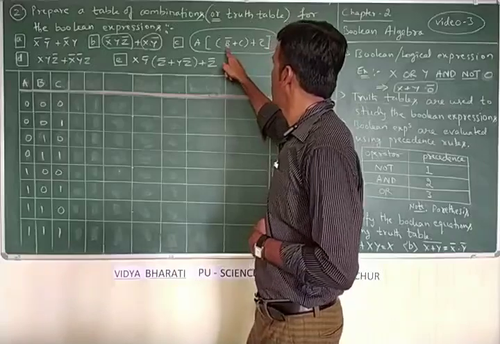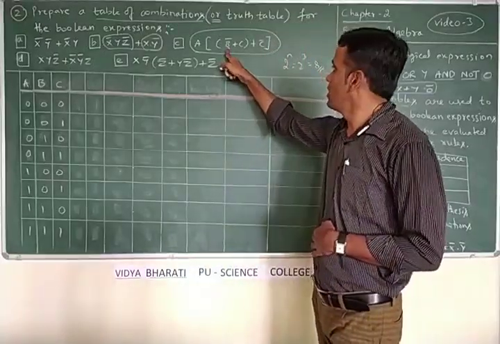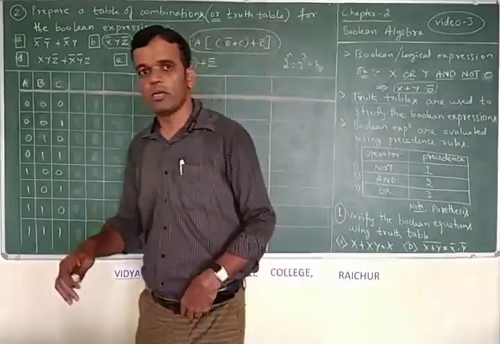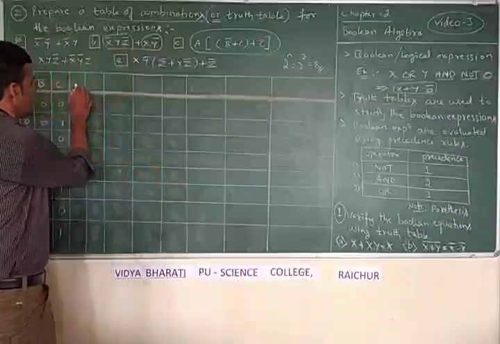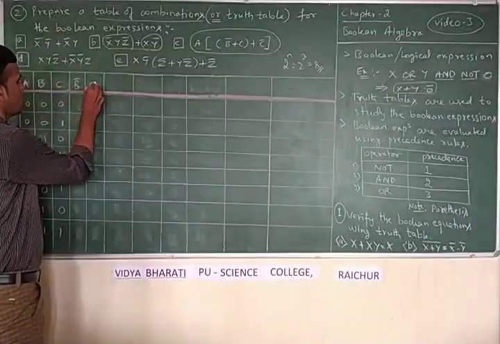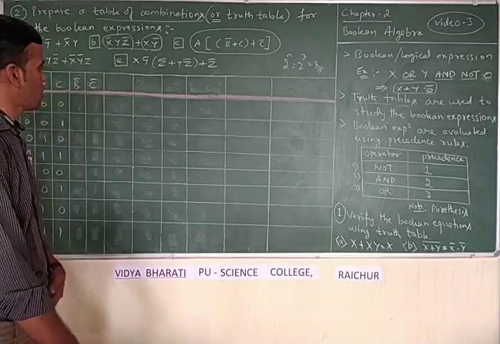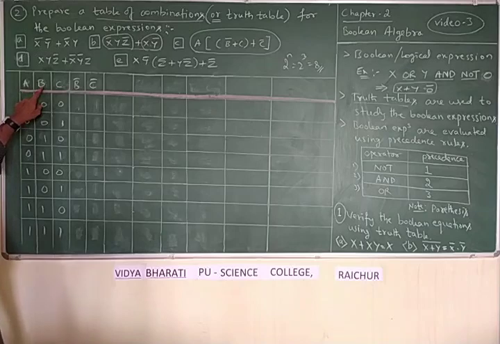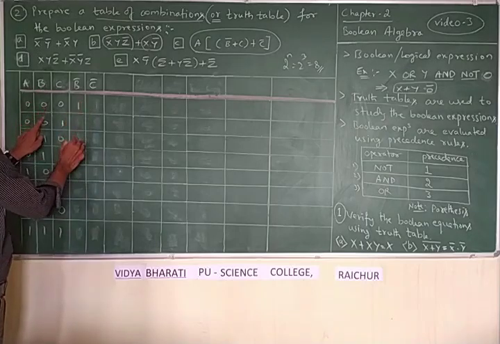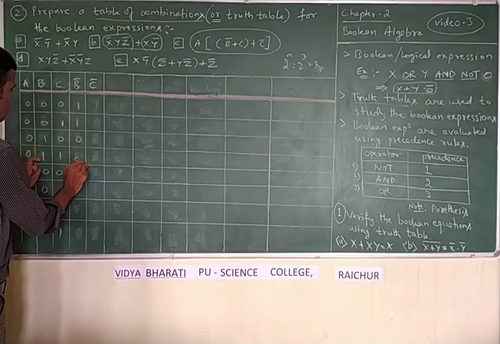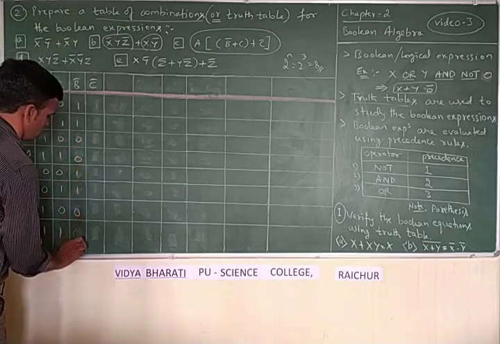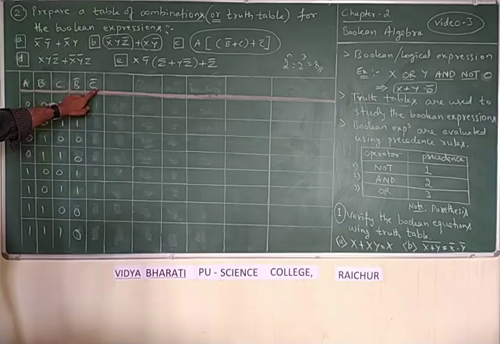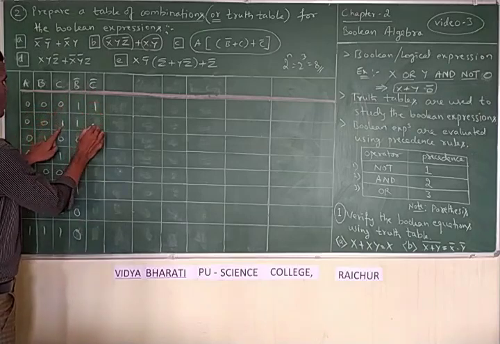I have B bar, and I also have C bar. So don't write A bar, directly go for B bar, then C bar, meaning complement of C. B bar means this second column, so where it is 0, it becomes 1. So reverse. Now C bar, complement of C: 0 means 1, 1 means 0.